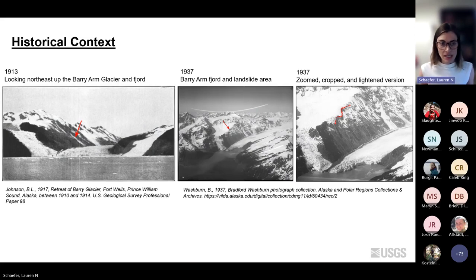For some historic context, this image on the far left is from 1913, looking northeast up the Barry Arm Glacier and Fjord.